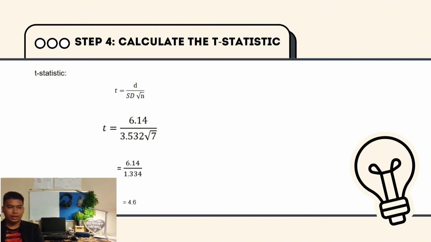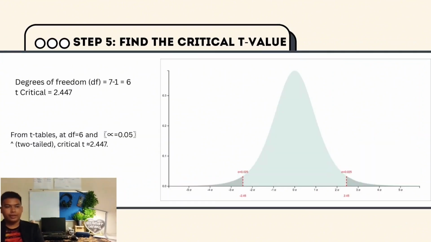The t test answer: 6.4 divided by 3.532 divided by the square root of 7 equals 4.598. With 6 degrees of freedom, the critical value for the two-tailed test at 0.05 is approximately 2.447.